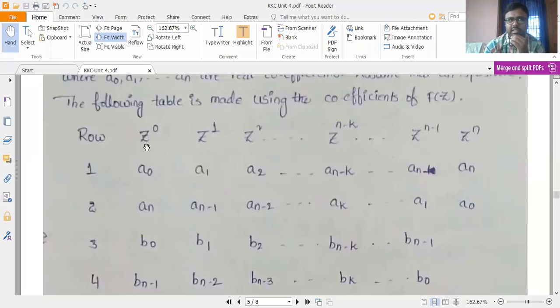The rows start from z power 0, z power 1, z power 2 and so on up to z power n minus k and so on up to z power n minus 1 and z power n. So the coefficient of z power 0 is a0, z power 1 is a1, z power 2 is a2, z power n minus k is a n minus k, z power n minus 1 is a n minus 1, and z power n is an.